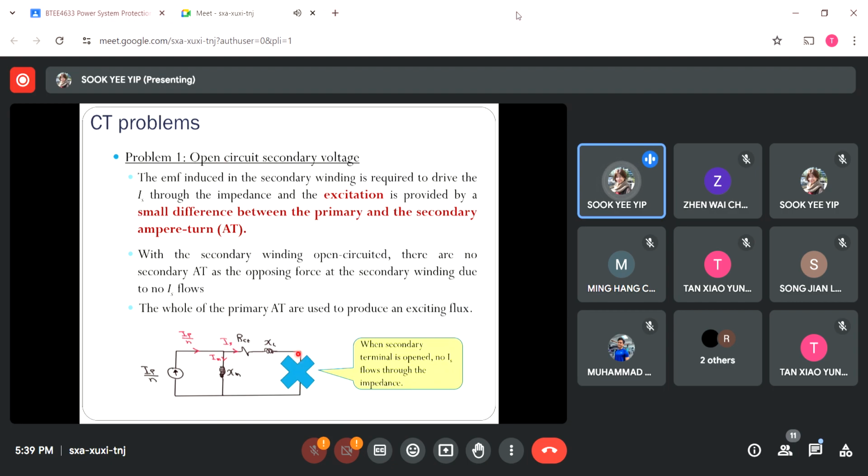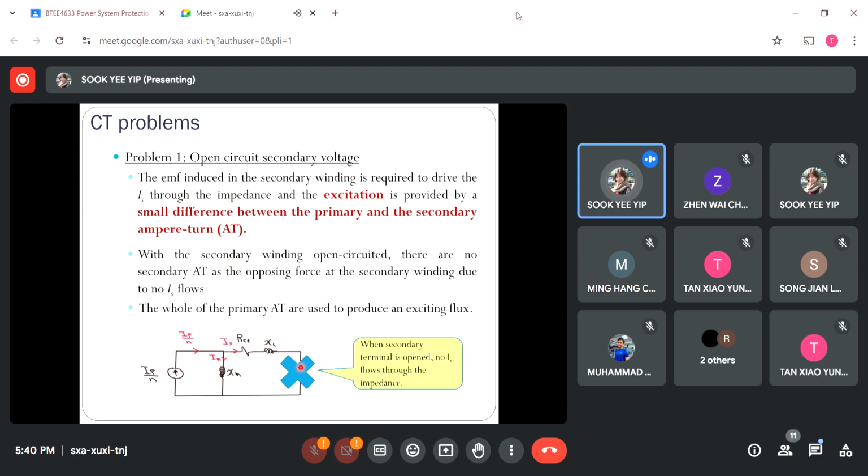So in the event that the secondary side of the current transformer becomes open circuit, what happens is that, if you still remember, there will be voltage induced at the secondary side. This induced voltage, or I should say the EMF induced at the secondary winding, will cause current to flow through the impedance, which is the burden right now. At the same time, we have the magnetizing current flow. And this magnetizing current is due to the difference between the primary and secondary ampere turns, right?